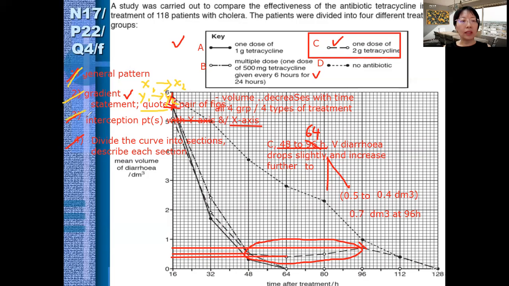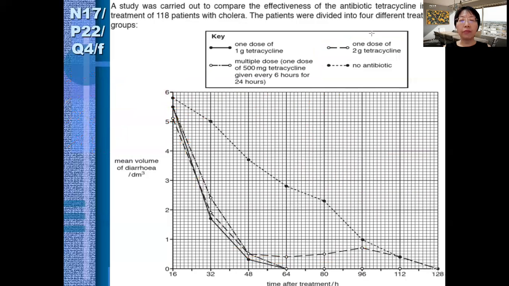Then you can talk about the interception point if it's important: interception with the y-axis and x-axis, as well as interception between the curves, like this one here. This one here I didn't mention because it is not so important. Interception between the curves can also be described if it is important. And the last one is you can divide the curve into different sections and describe each section. For each section that you describe, you quote the pair of figures. So this is how you need to describe the graph. Okay.